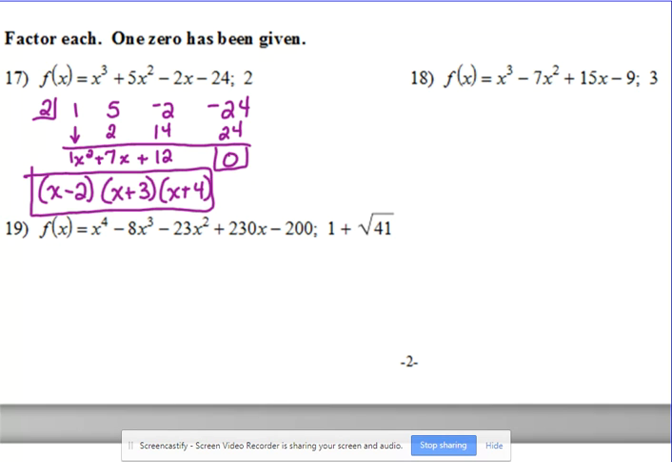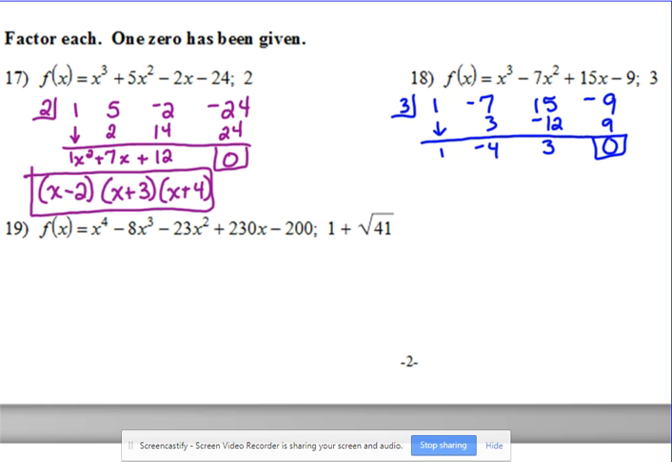Okay, let's do number 18 as well. So again, looks like grouping, but if we started the whole grouping process, we're not going to get the right conditions. They told us that 3 is one of our zeros, so we do synthetic division with 3. We get 0 as the remainder, which is what we're expecting. It was x cubed, so we reduce it down to x squared minus 4x plus 3, which is factorable.